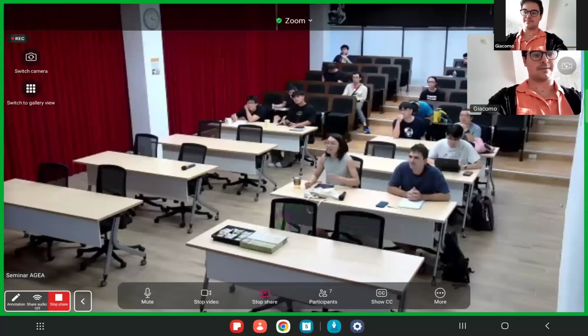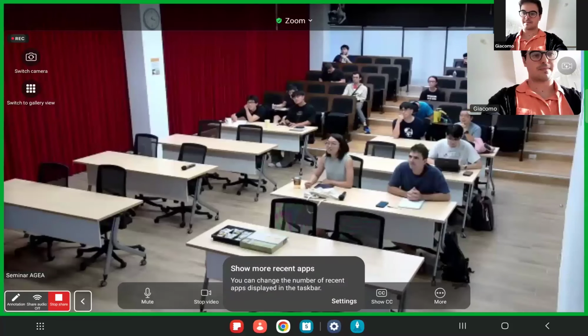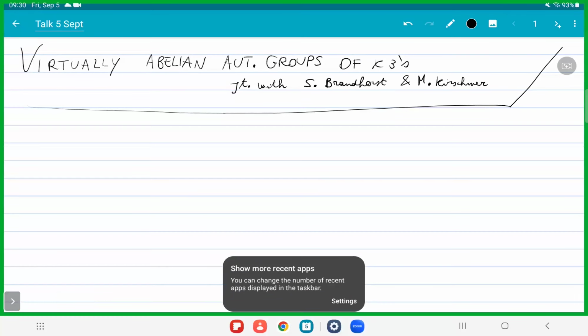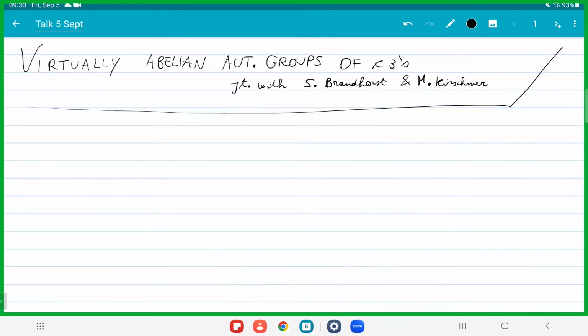So let me just share my screen. So today I'm going to talk about automorphism groups of K3s, and feel free to stop me anytime to ask questions. You can see the screen, right? Can see it. Okay, perfect.